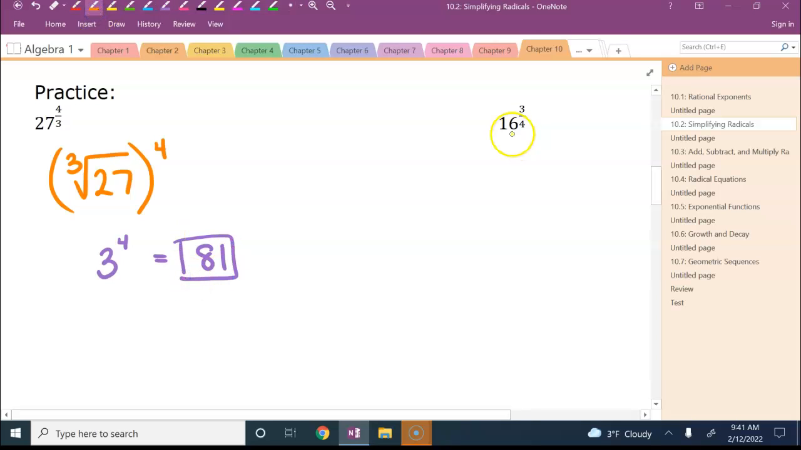For this practice problem, we would do the 4th root of 16, all of that raised to the 3rd power. The 4th root of 16 is going to be a 2. So then you have 2 to the 3rd, which would be 8.